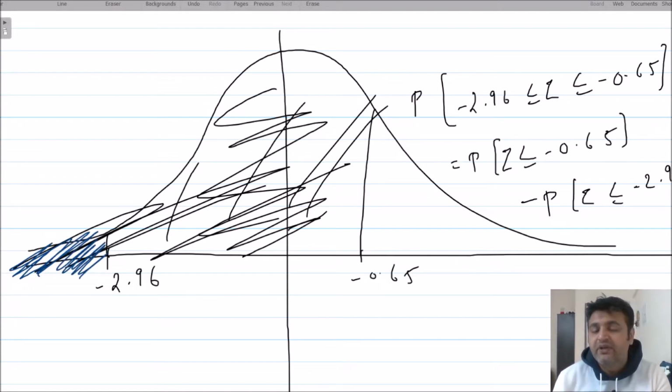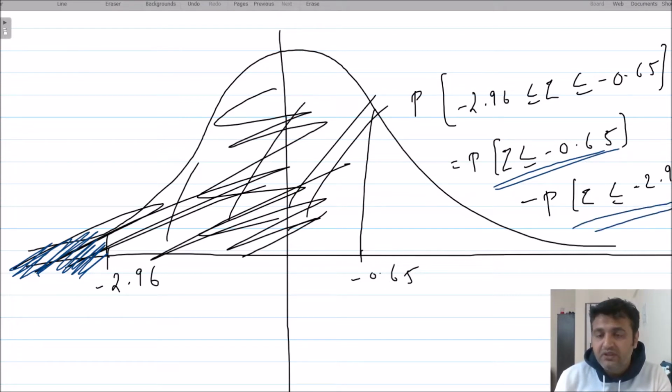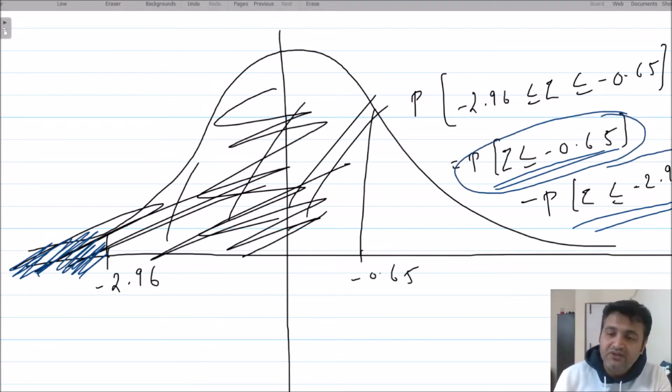When you do the subtraction, you get the answer. And now I have already told you how to find these values. So you look for 0.6 and then 0.05. That's what the answer for this is. And again for minus 2.9 and go for 0.06. Then you get the value of this.